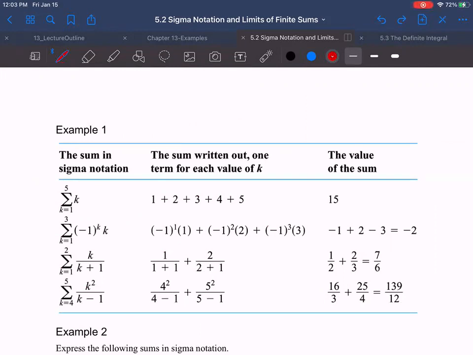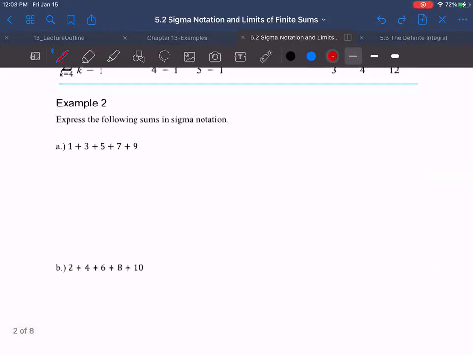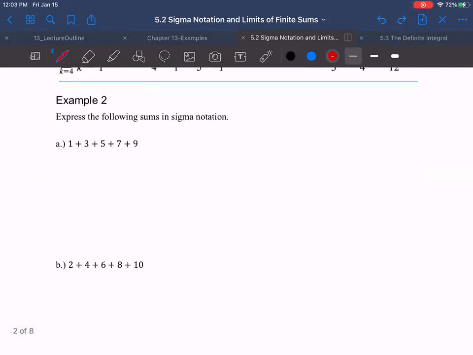So let's take a look here at example 2, and we want to try to express the following sums in sigma notation. So I'm going to do this first one, and then I'm going to let you have a shot at the second one. So if we look at this, we see that we only have odd numbers. And anytime, if you think about it, if you add a number to itself, it's always even, right? But then that means if you add one more to it, it's going to always be odd, right? So how do you add a number to itself? What do you do?